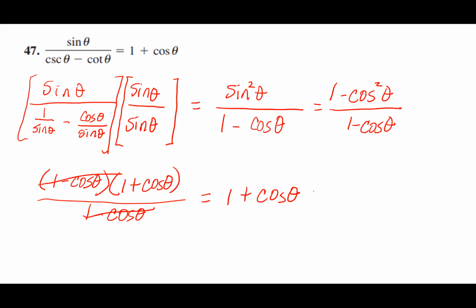So when you see all those different functions on the left side, especially when they're all to the first power and they have quotient and reciprocal functions, sometimes the best thing to do is just get everything to be sine and cosine.